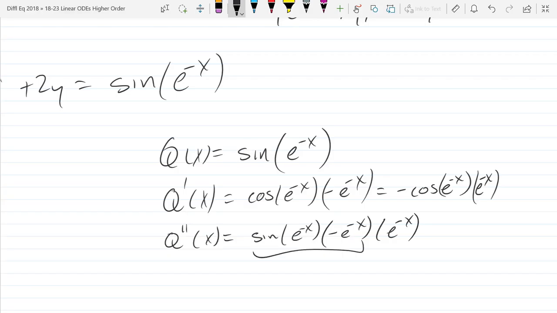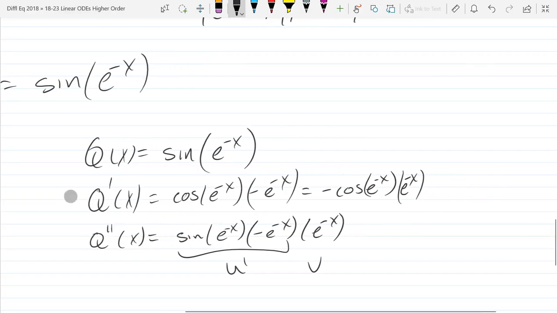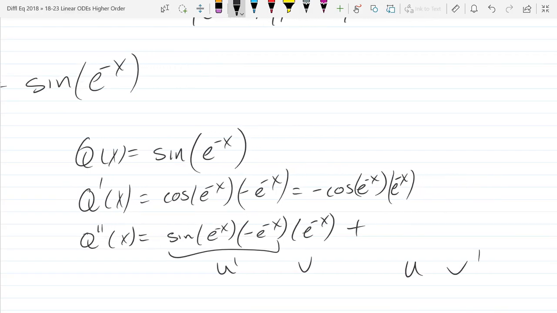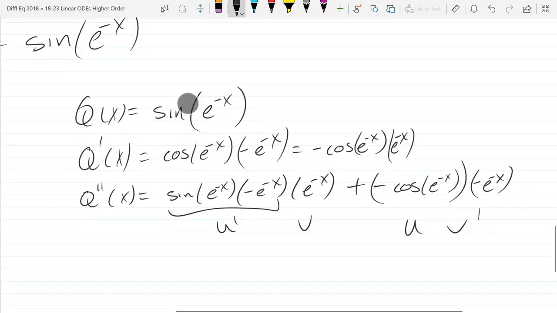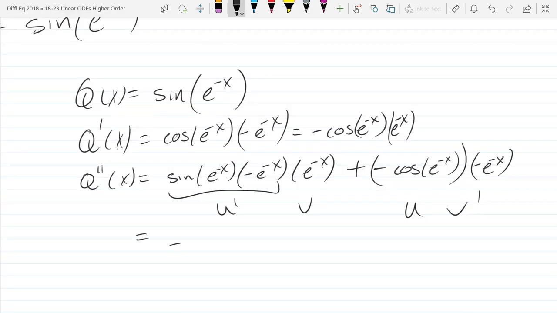So that whole first part right there was u prime v. And now we have u v prime. So it's negative cos e to the negative x times the derivative of e to the negative x, which is negative e to the negative x. So we get negative e, add the powers together, negative 2x, plus cos e to the negative x, e to the negative x.